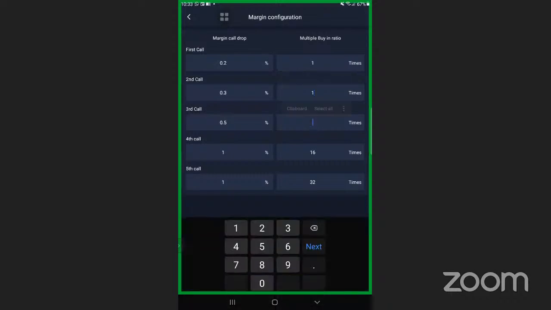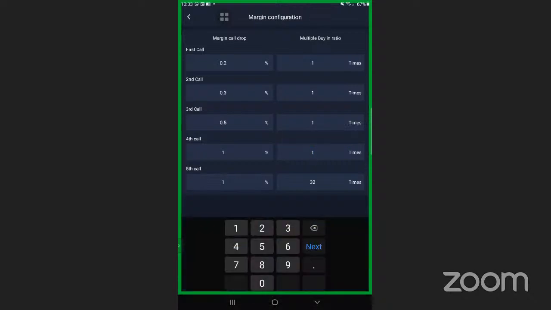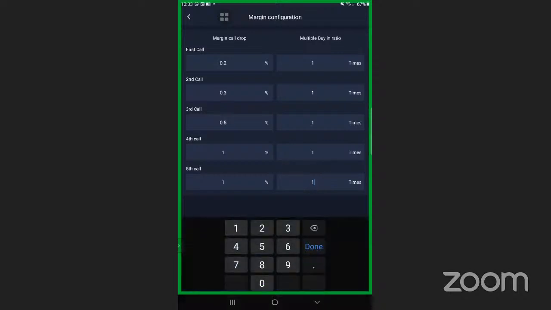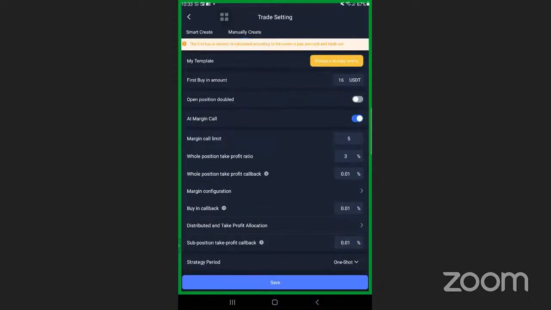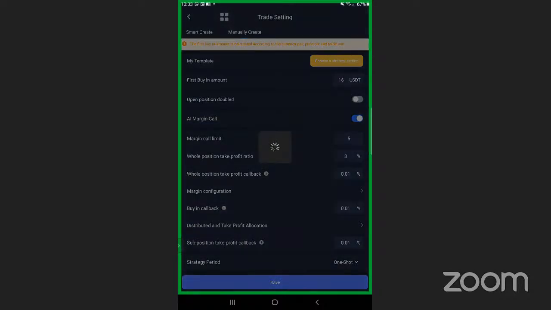I'm coming almost to the end. I put 1 there. Then we put 1 here. So we are done with the multiple buy-in ratio. Then we click sure. We are saving this. Okay?